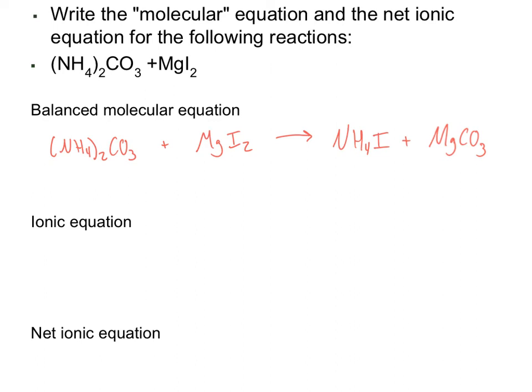And finally, we have to balance this. We have 2 NH4s on our reactant side, 1 on our product side. So we can place a 2 in front of our ammonium iodide. That now leaves us with 2 iodides on our product side, and we started with 2 on our reactant side. So we now have a balanced molecular equation. However, we still need to look at what the states of matter are going to be.